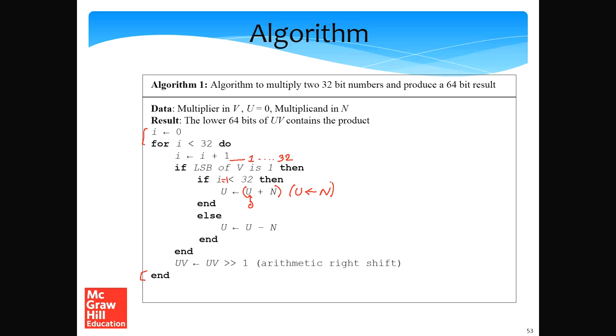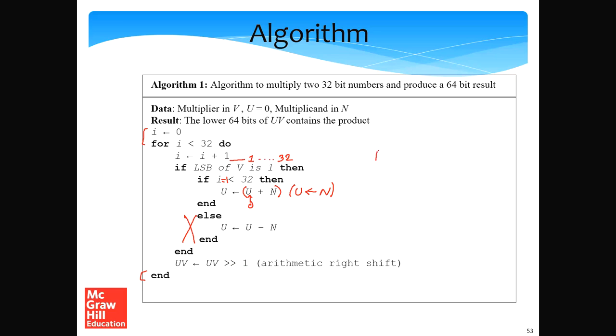If we see that the least significant bit of the multiplier is 1, then the product will be the multiplicand itself. So we set U to U plus N. Let's not talk about this part right now; we'll talk about it later. Then we take the register UV and shift it to the right, one arithmetic right shift to preserve the sign bit, by one position.